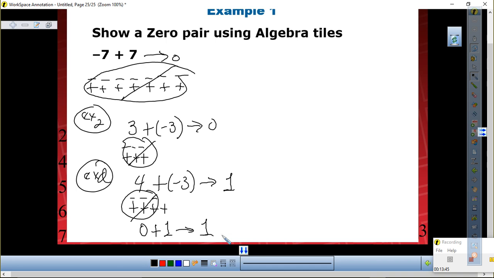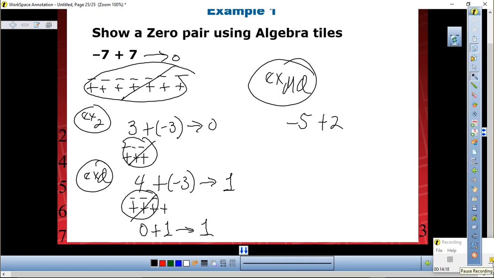Let's do one more, last one. Example 4. Let's do negative 5 plus 2. Negative 5 plus 2. Give you a little bit of time for that. All right, this should be a piece of cake by now, yes? Everyone, what did we get at the end? Negative 3, yes? Property or properties used?